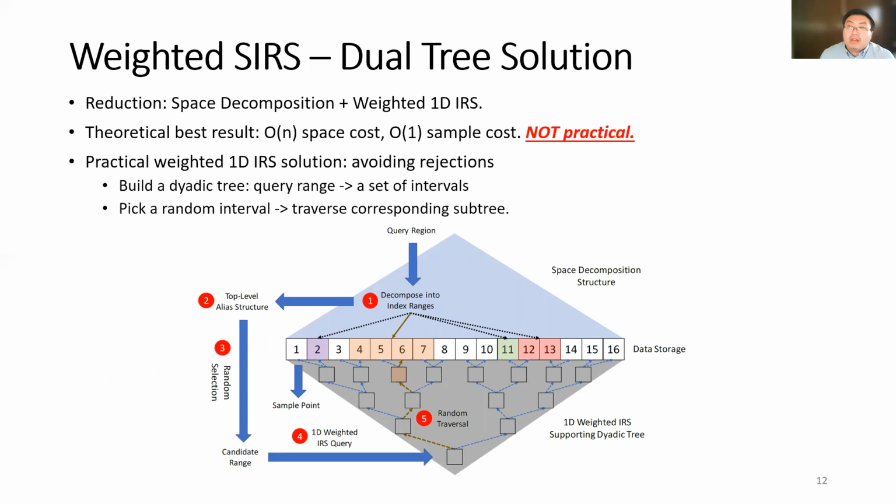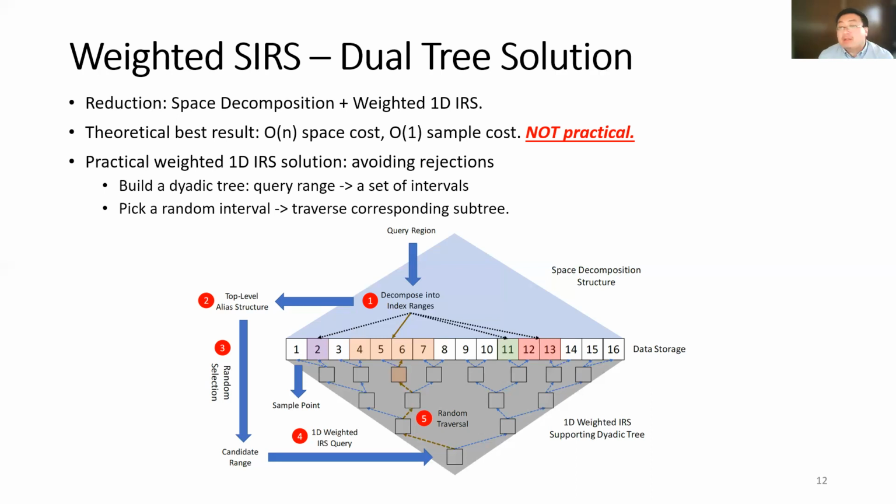We still decompose our query region into a bunch of one-dimensional continuous ranges, but then our problem becomes a weighted one-dimensional IRS problem. Theoretically, the best result you can achieve is O(1) space cost and O(1) sample cost, but it's very, very complex and never really implemented in practice. So it's not really practical at all. The way we get around it is we build a dyadic tree that can decompose a 1D query range into a set of intervals. Then we pick a random interval and traverse down the corresponding subtree to get our weighted sample on a 1D region.